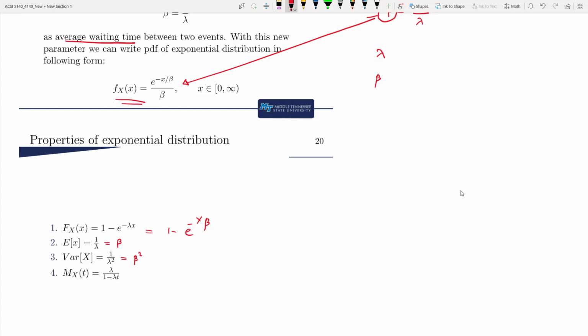This is the moment generating function. Actually, we haven't learned about that in this course. So if you know about moment generating function from another probability class, just keep this in mind. If not, you can skip it right now.